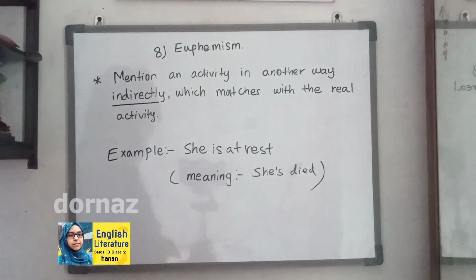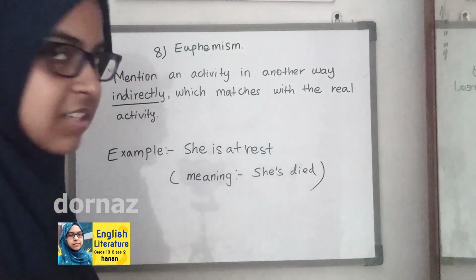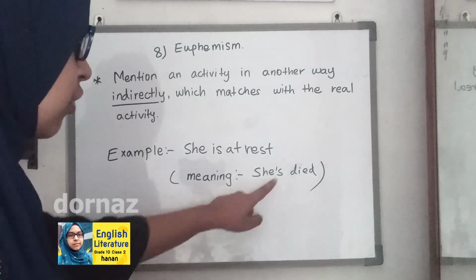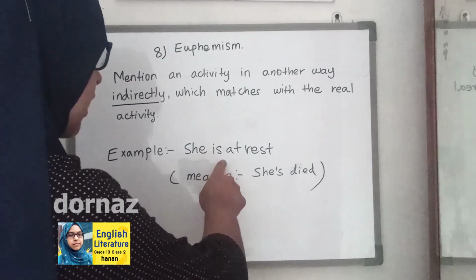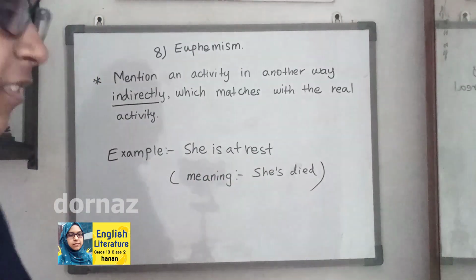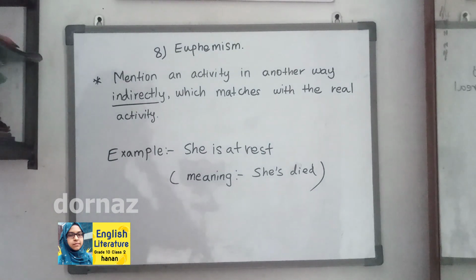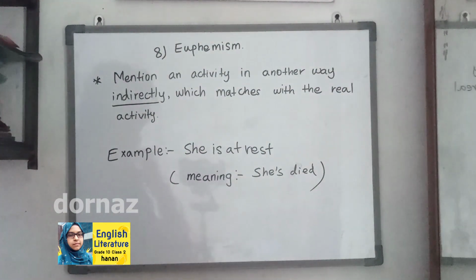Euphemism mentions an activity in another way, which means we do not tell the activity with its real name, but indirectly, in a way that matches the real activity. The real activity is that she has died. But we tell the real activity in another way, like that she is at rest. Some people can think that she is sleeping. No, not like that. She has died.